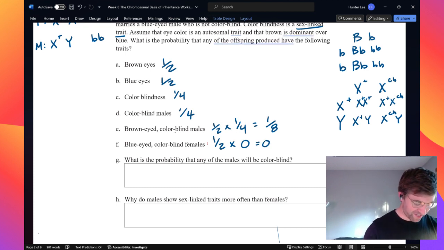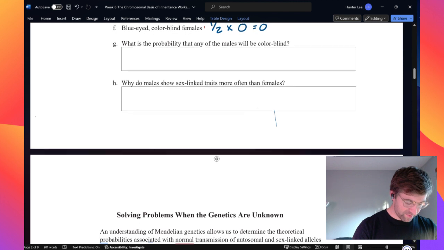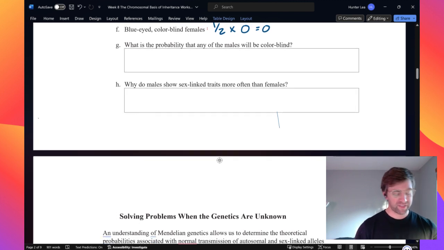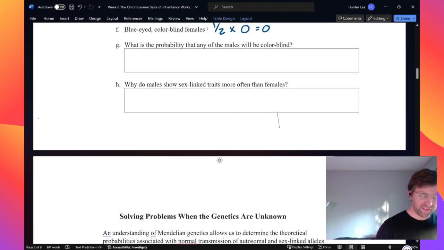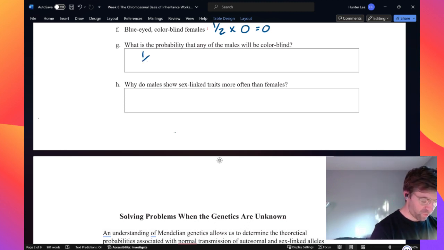So there's a 0% chance of producing a blue-eyed colorblind female. What is the probability that any of the males will be colorblind? So this, okay, they do address this. This is asking a slightly different question. This question asks only about the males and not about all of the offspring. So if we look at all of the offspring, we find that a quarter will be colorblind males, but the probability that any of the males will be colorblind is simply 1/2.